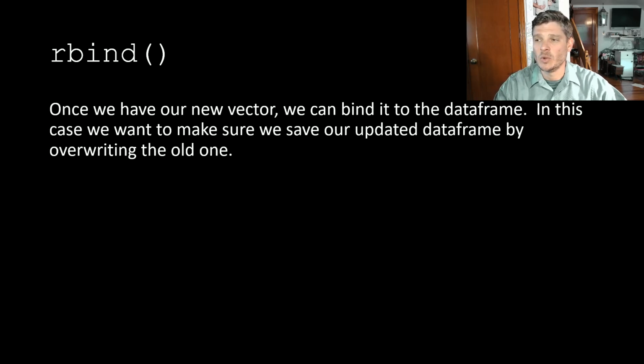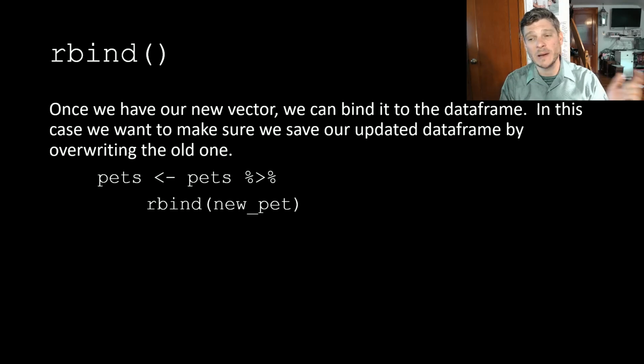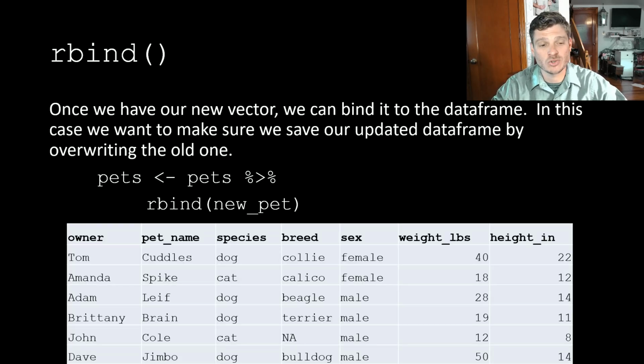And then once we have it, we need to bind it to our data frame. In this case, we want to make sure we save our updated data frame by overwriting the old one. So stored in pets, because I want to just add this new row. I'm still keeping my data frame the same. There's no point, in this case, creating two separate data frames to go back and forth. I'm just trying to add these entries. So I'm going to store in pets. I'm going to take my original data frame pets, pipe it into my rbind function and add that new row called new pet that we just created, right? That was the list or the vector we just created. And boom, now we have an extra row in our data frame.